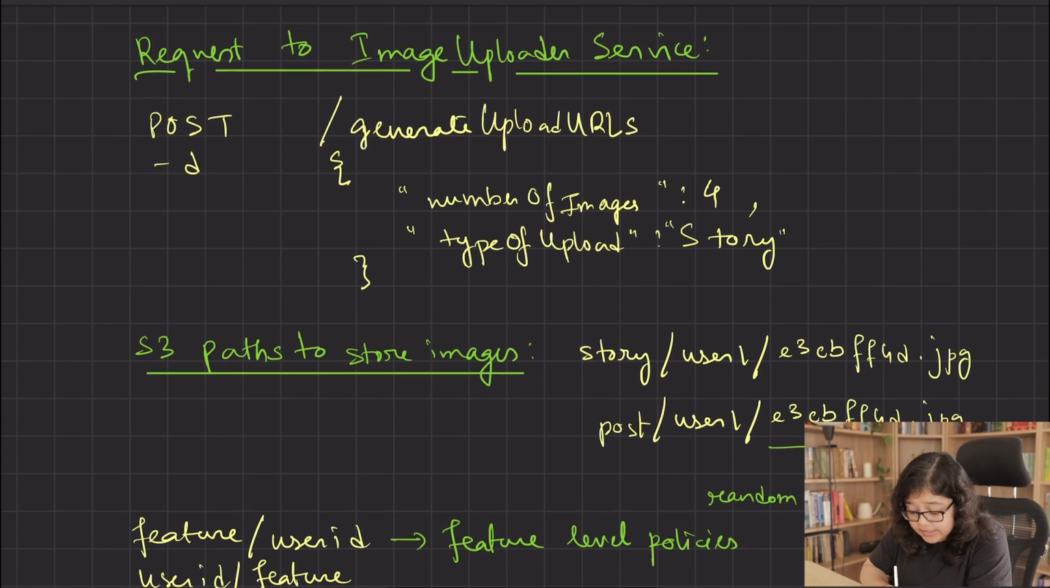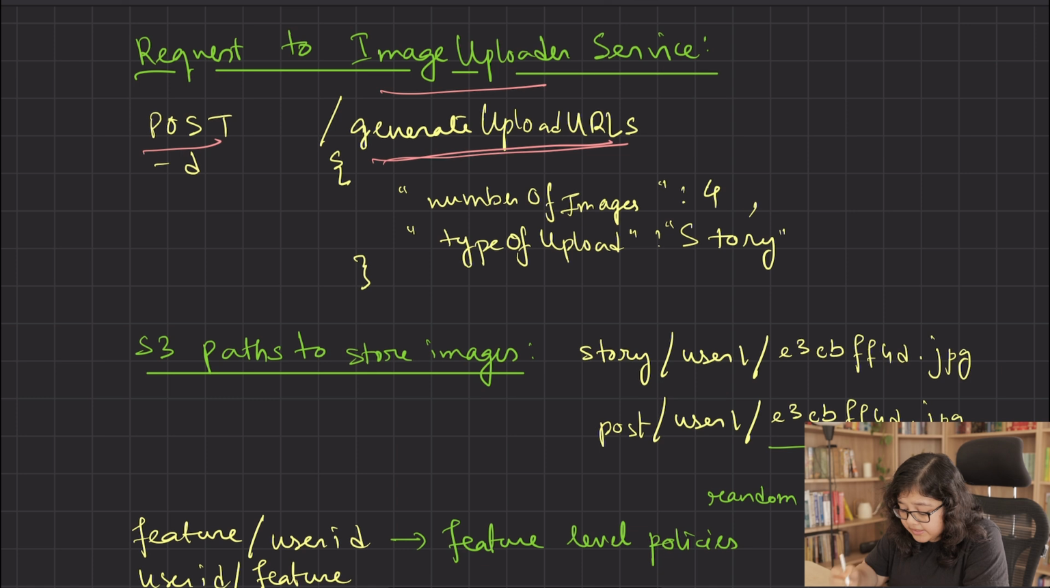At first, the client will send a POST request to the image uploader service to generate pre-signed URLs. Let's say the API name is generate upload URLs, and it will mention the number of images and type of upload parameters in the body of the request. This number of images defines the number of images that you want to upload for a particular story or for a particular post. Why is this important?